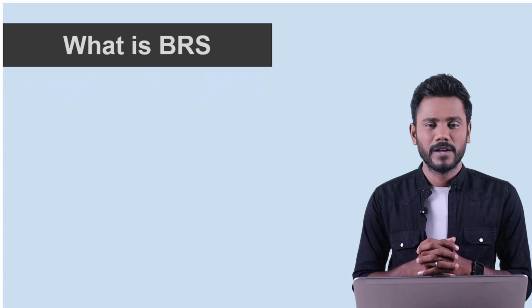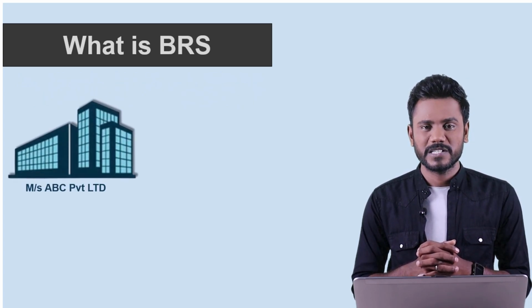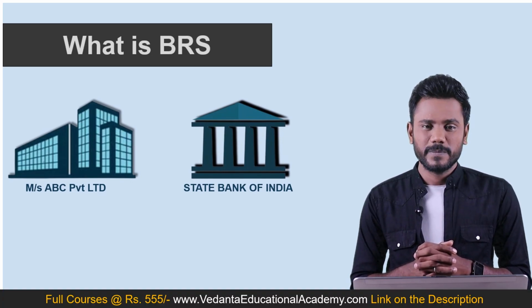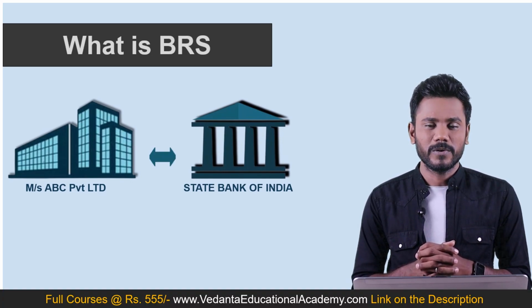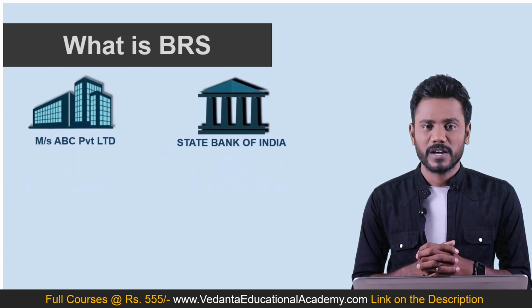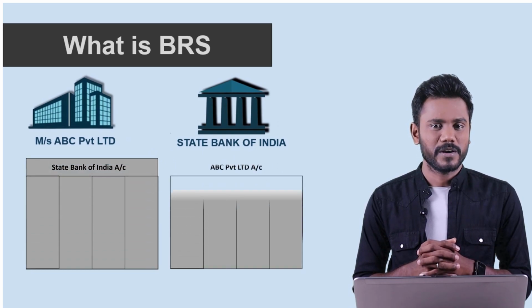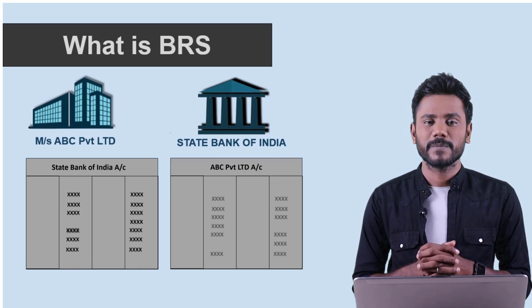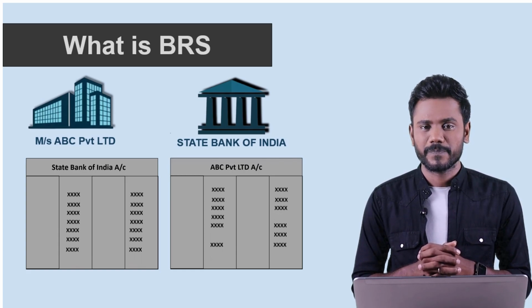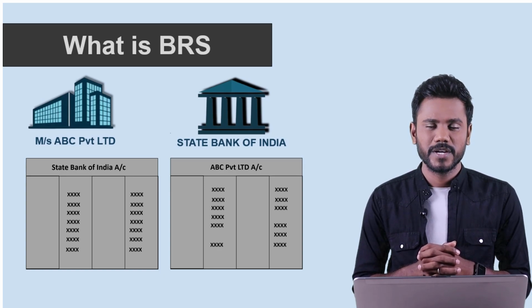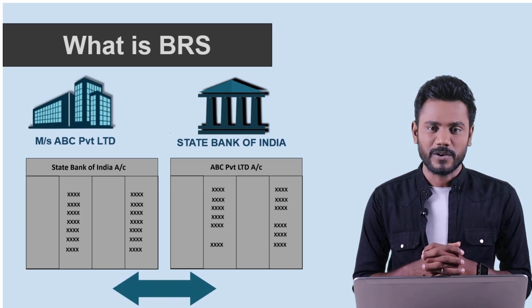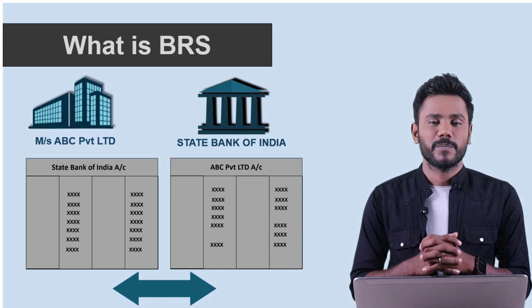For example, there is a company called ABC Private Limited and a banker called State Bank of India. ABC Private Limited opened a bank account with SBI, and ABC is going to maintain a book of accounts in the name of SBI in the company book of accounts. At the same time, the bank is also going to maintain a book of accounts in the name of ABC Private Limited. Now in the process of bank reconciliation, we are going to rectify errors between the company-maintained bank book of accounts and the banker-maintained company book of accounts.